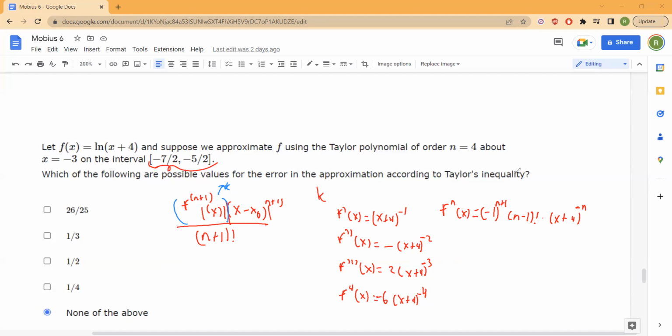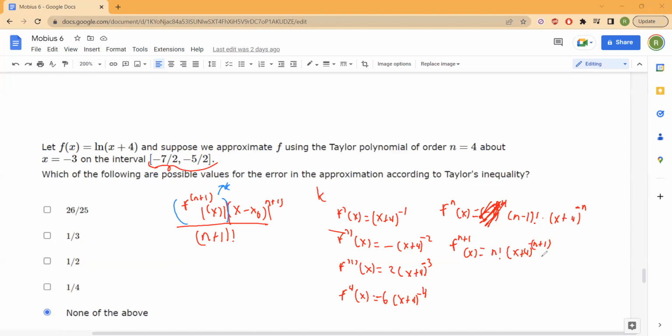Perfect. So now what we need to do is realize two things. The first thing is that because we're taking the absolute value of this, the -1 doesn't really matter. No matter if it's negative or positive, we're still going to get a positive because of the absolute value. So this part you can stop thinking about. Then the next thing is that for the actual equation, we're using n + 1. So if we plug in n + 1 over here, f at n + 1 of x is going to equal n factorial times (x + 4) to the power of -(n + 1).